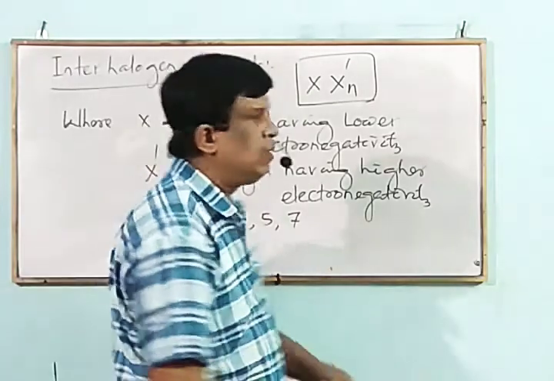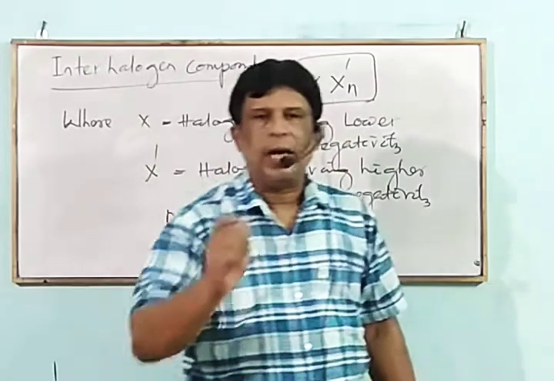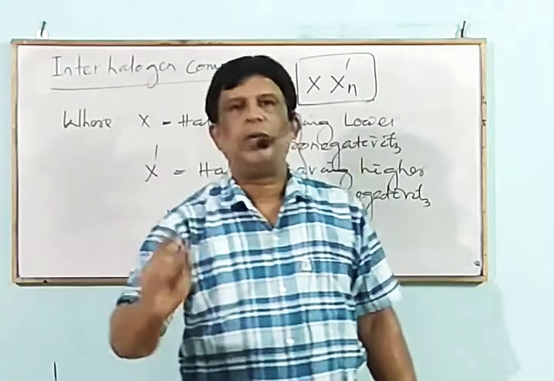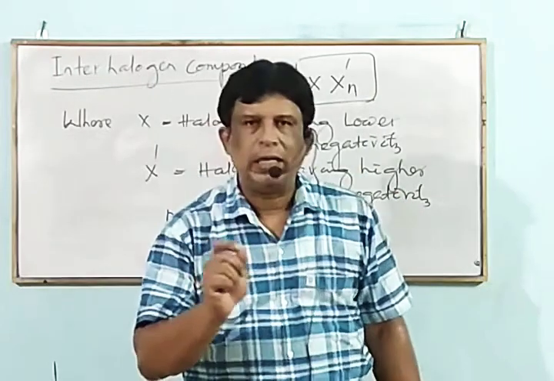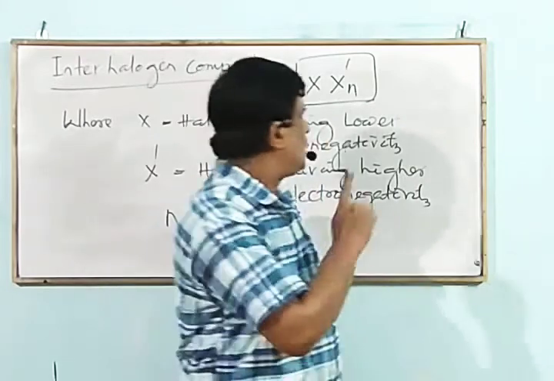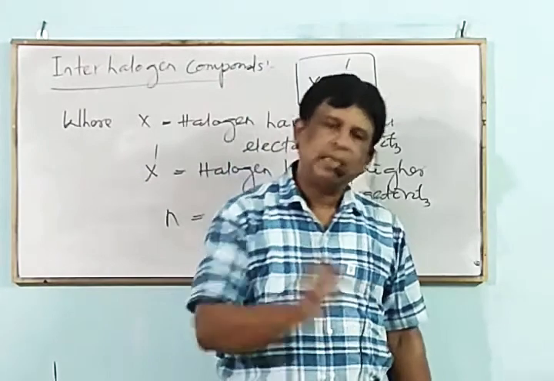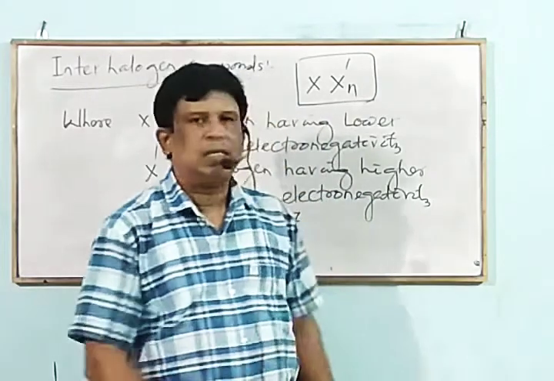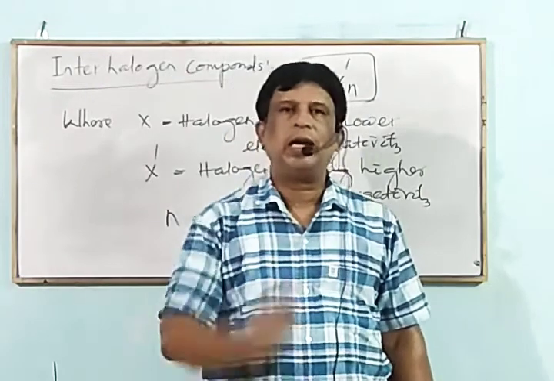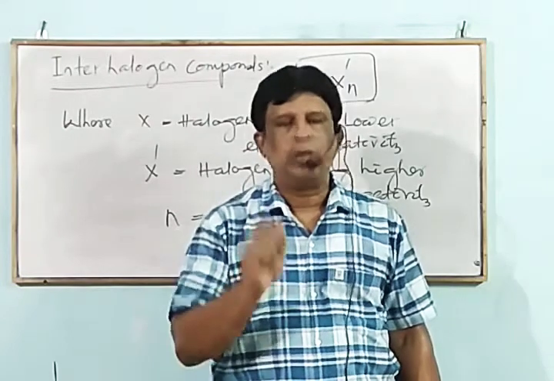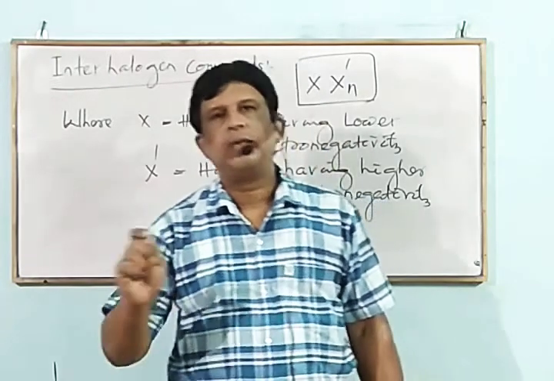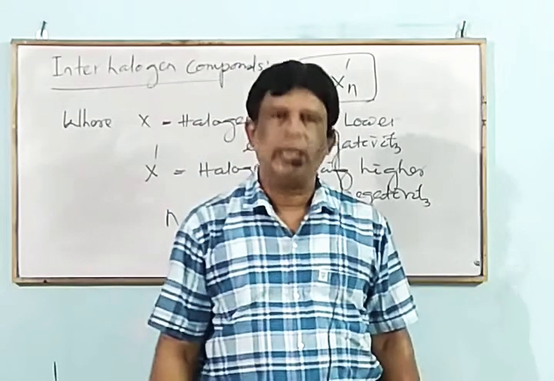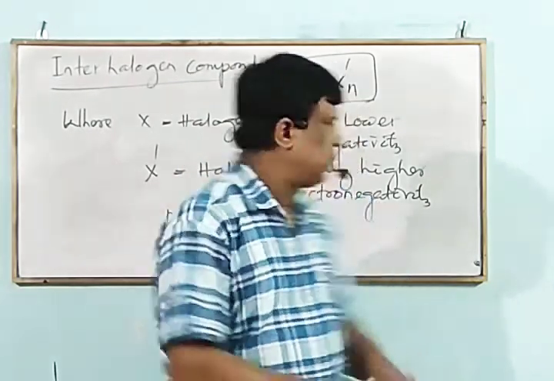I repeat again. These are binary diamagnetic compounds made by direct combination of halogens, represented by the formula XX'n, where X is the halogen having lower electronegativity and X' is the halogen having higher electronegativity, and n is either 1, 3, 5 and 7. Till now, 11 interhalogen compounds are discovered. Mark that.